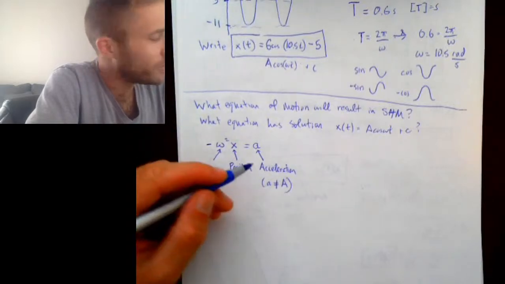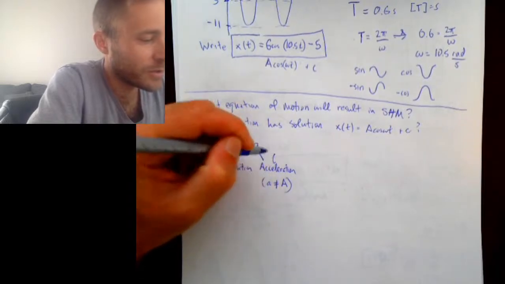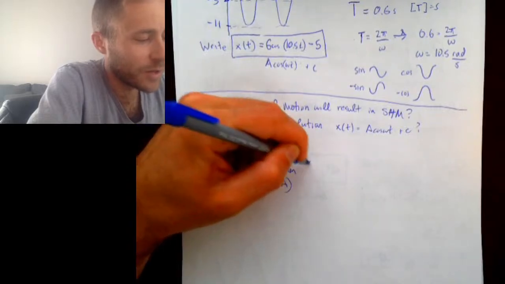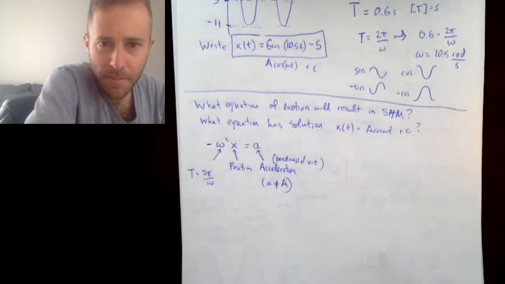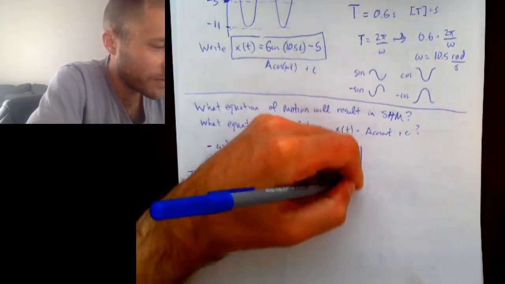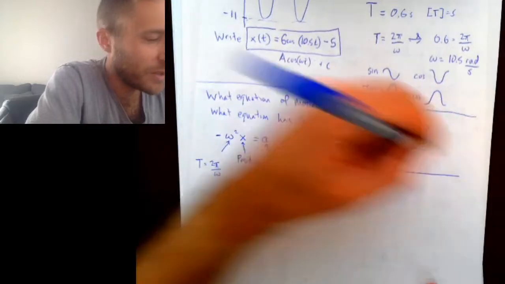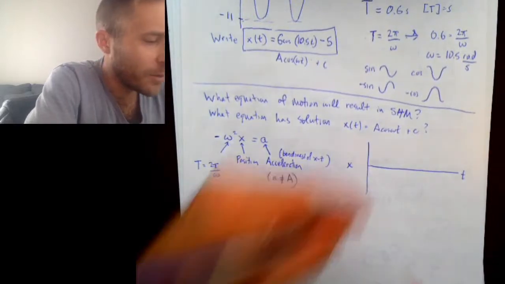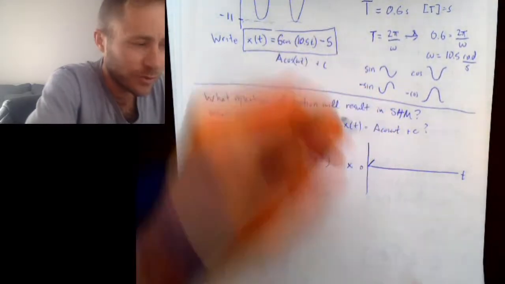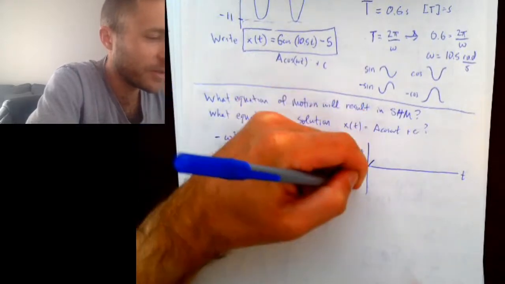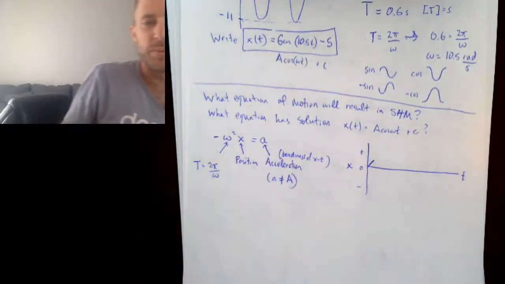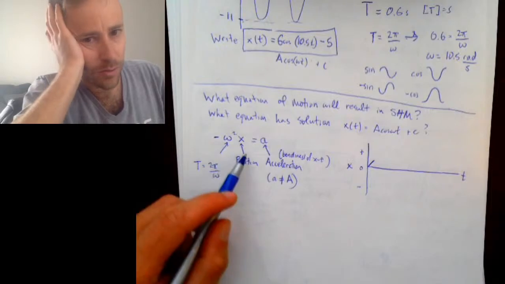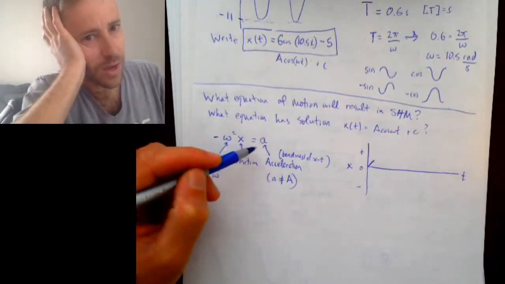To see why, I want to remind you that acceleration is represented by the bendiness of a position-time graph. Let's try to understand why that's the case. Suppose I have a position as a function of time, and that position starts out as positive. Here's zero position, here's positive, and here's negative. If x is positive, let's try to figure out the sign of the acceleration.